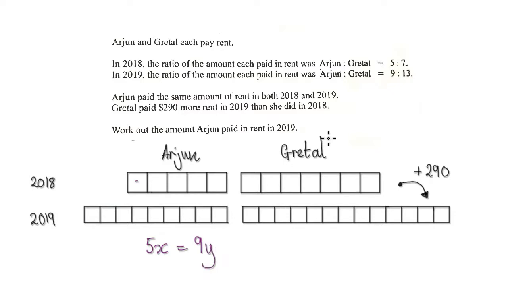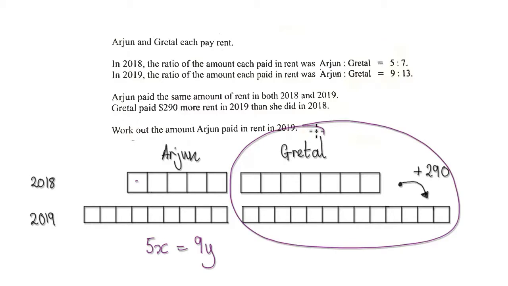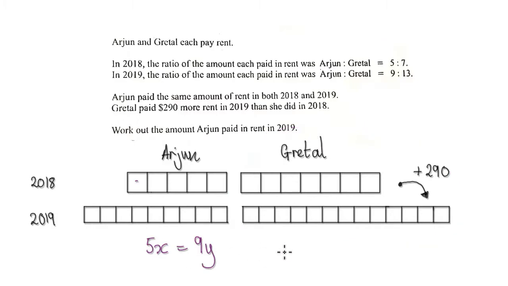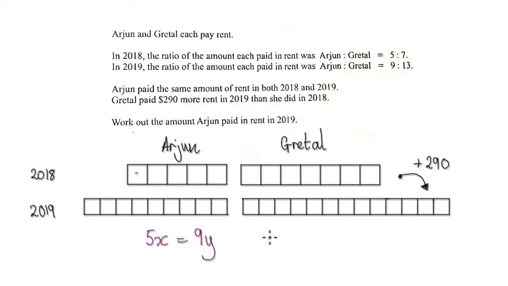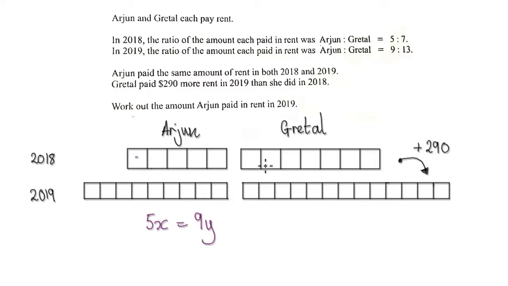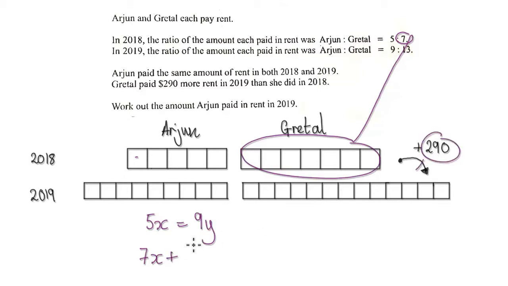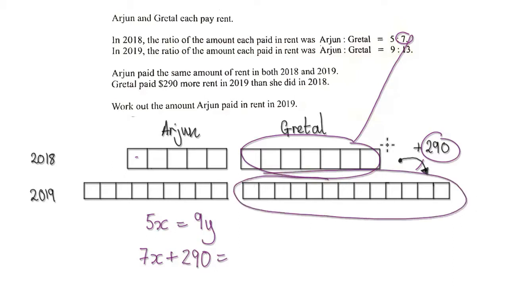Now let's use this information to set up our second equation. What is this amount here? Well, this amount here would be 7 lots of x, plus this amount, 290, must be the same as this amount. Well, this amount is 13 lots of y, so 13 lots of y.